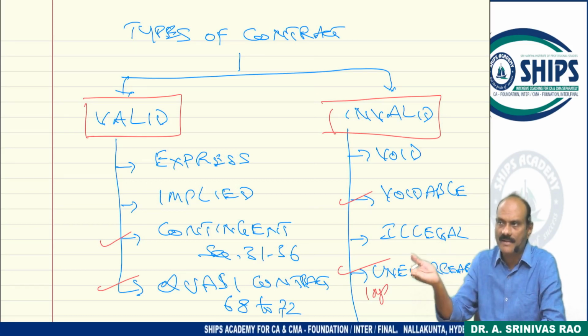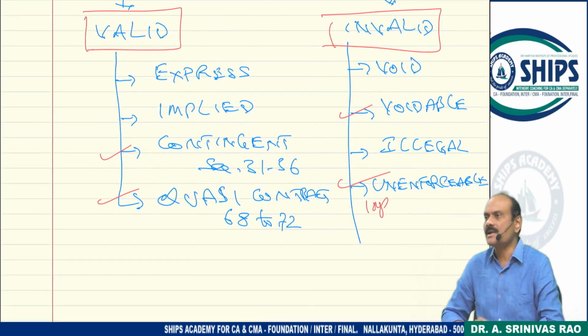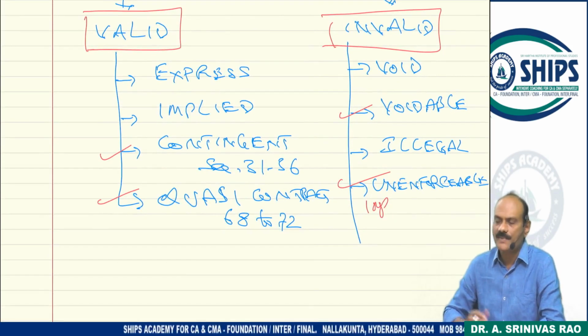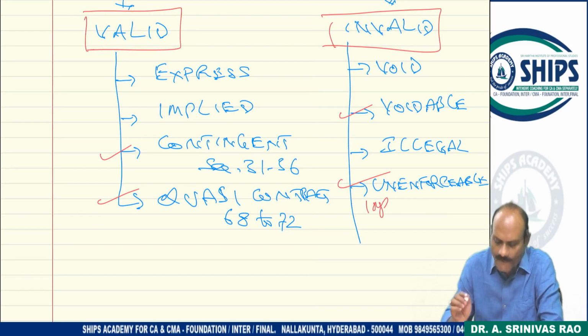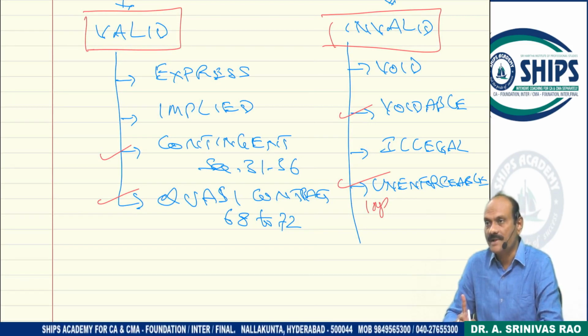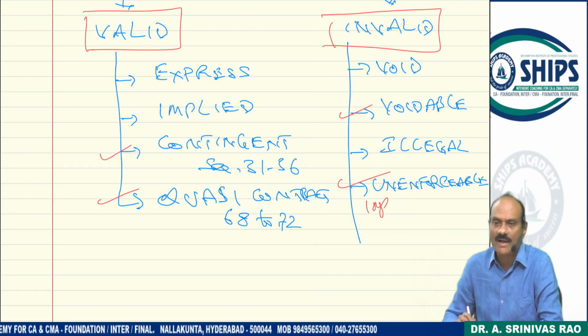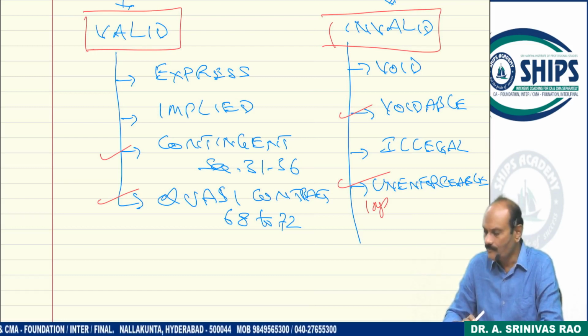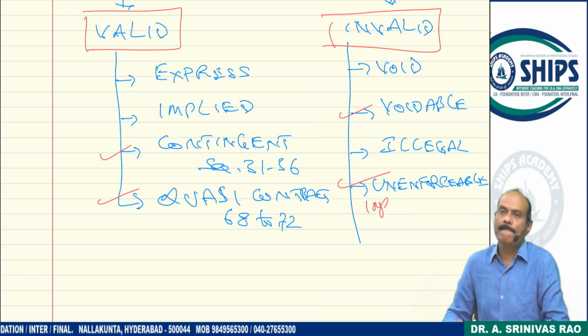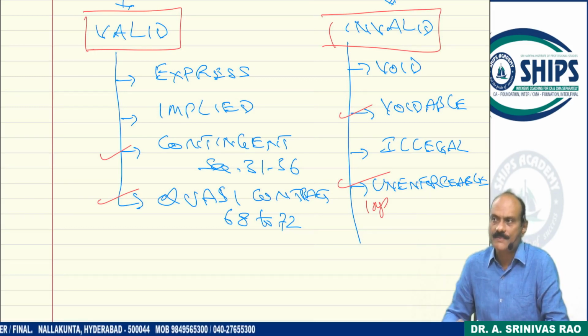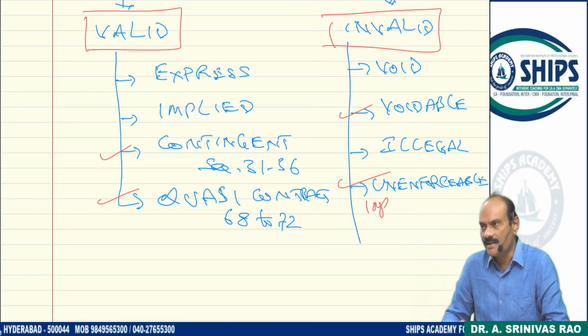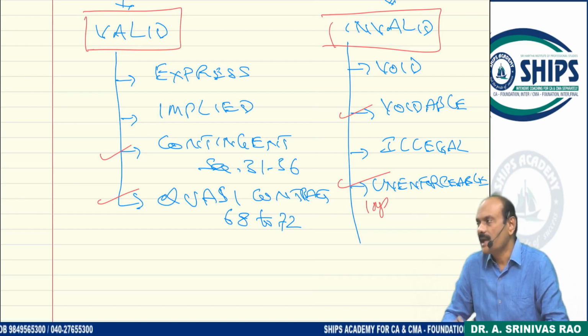So valid, invalid. Now, valid contracts are further classified into four. First one, express. Write down. Express contract means, now onward, sentences we have to memorize. You can't change these. Okay, right. Express contract: when a contract is made either in writing or orally.